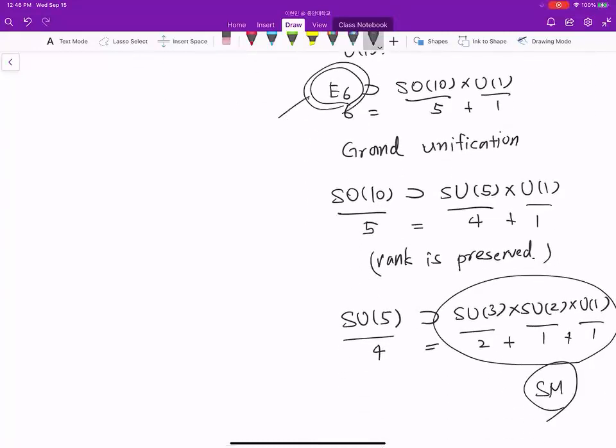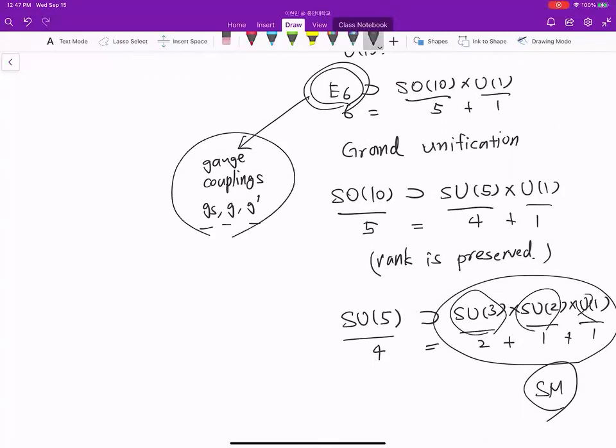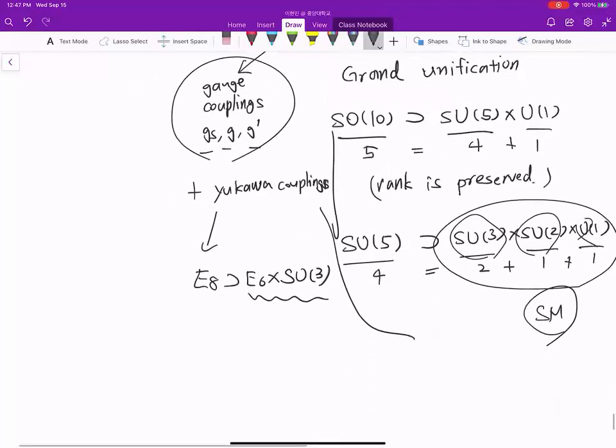So E6 is enough for gauge coupling. If you unify the gauge couplings, meaning g_s, g, g prime, so 3 couplings, those are unified. So then E6 is sufficient. But if you want to unify the flavor, the Yukawa coupling, then you need to go to E8. So E6 times SU(3) belongs to the E8 group. That's why people discussed a lot about E8.